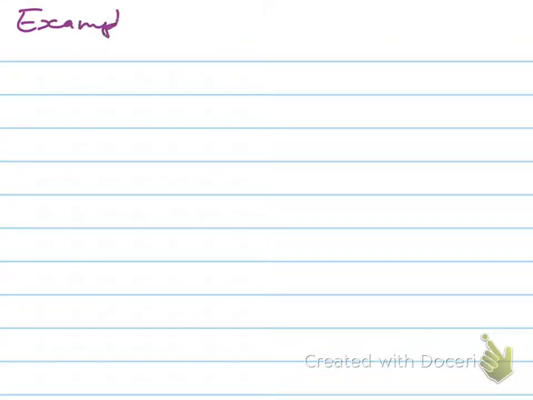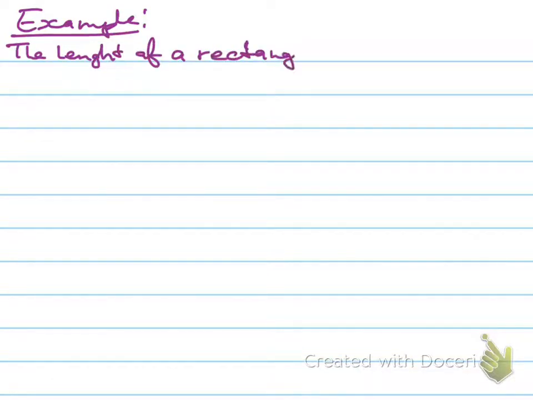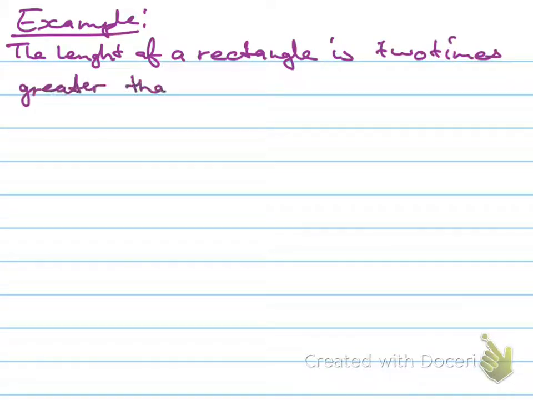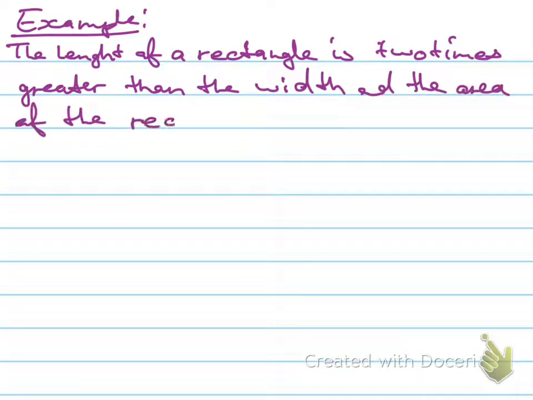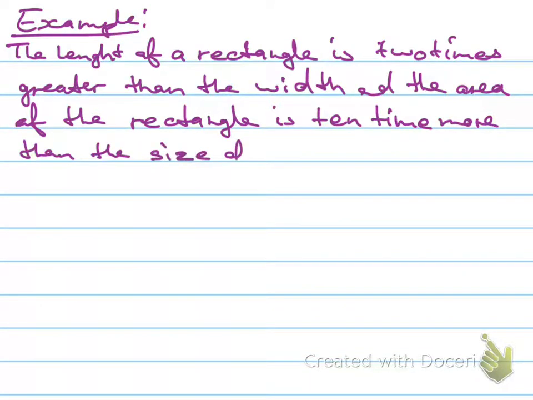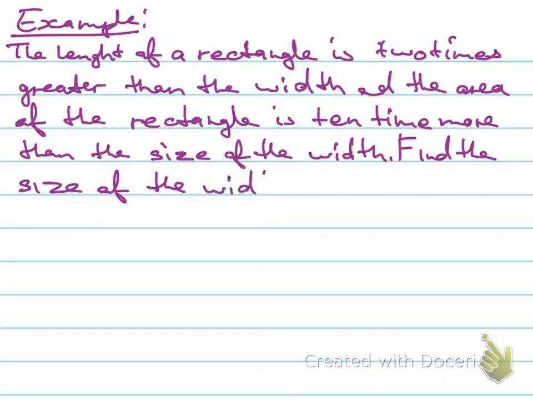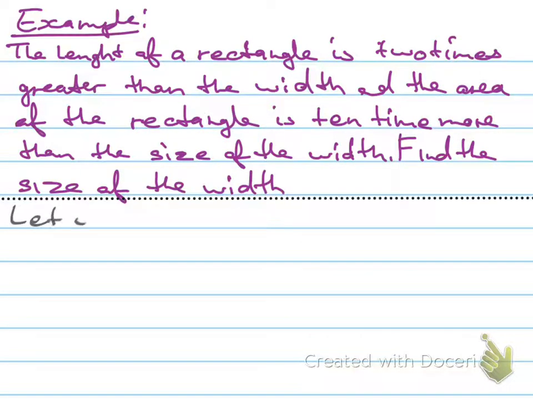Another example. Let's say you are given this: the length of a rectangle is 2 times greater than the width, and the area of the rectangle is 10 times more than the width. Right. So we are going to say, find the size of the width. Let the width be w. So we are going to use letters to come up with equations.